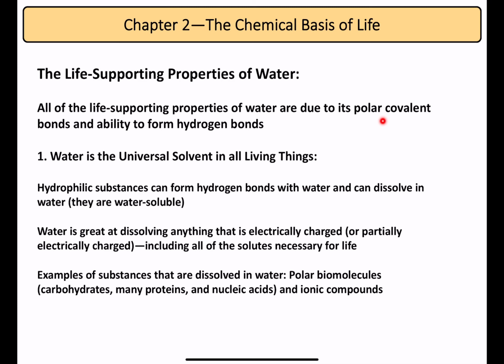So our first and most important property of water is the fact that water is an excellent solvent. It's really good at dissolving a multitude of substances, like those that I just rattled off 60 seconds ago. Carbs, proteins, DNA, ions. Those are all substances, as we're going to learn, that are charged or partially charged. So that means they are hydrophilic and they can electrically stick to water. They like it.